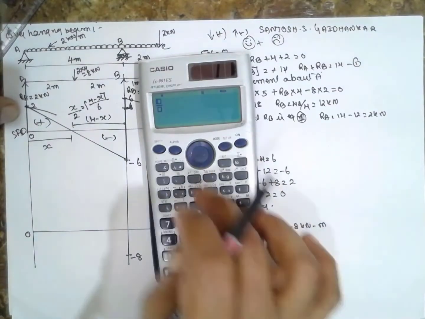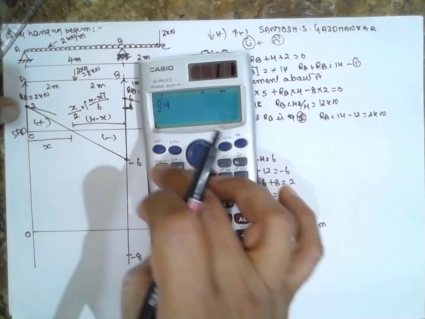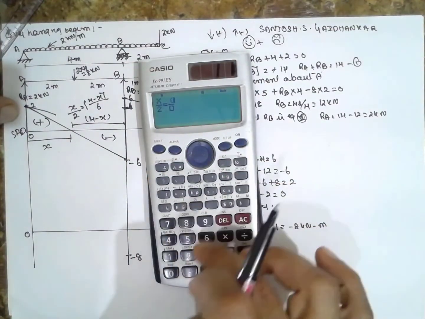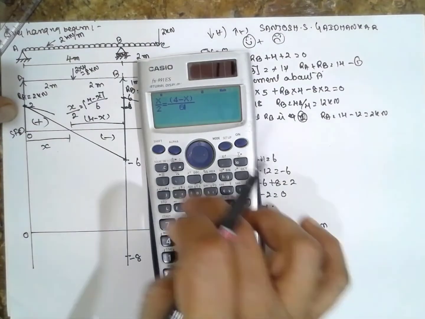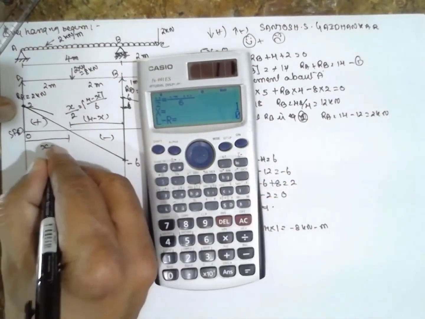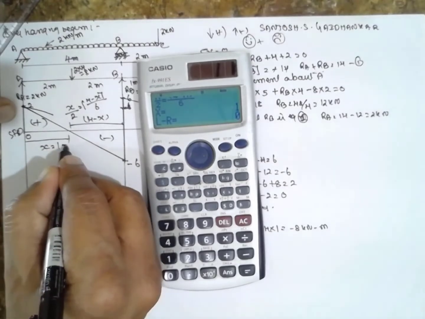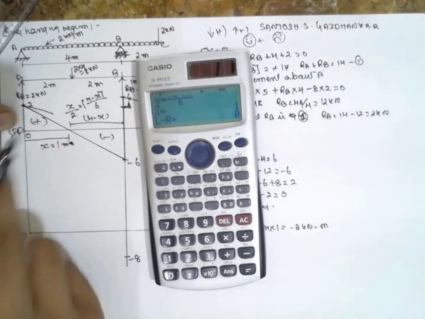Now alpha x divided by 2, 4 minus alpha x divided by 6. Solve, and the x will be 1 meter. 1 meter. Now find out the area of this part.